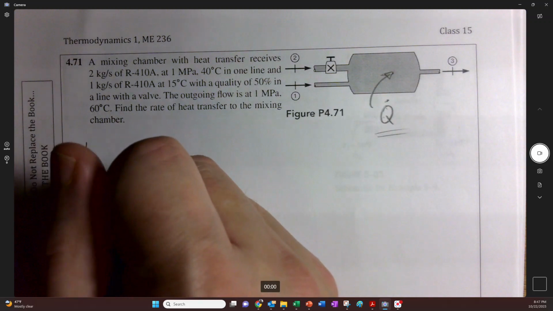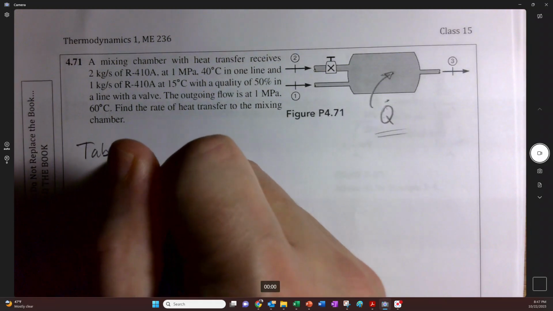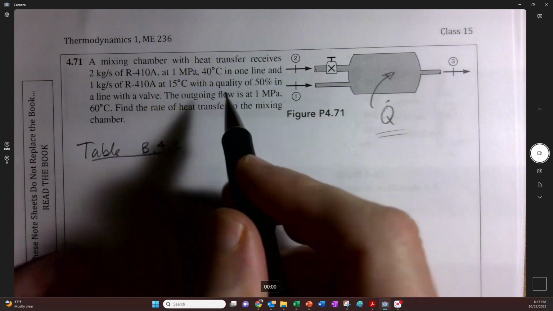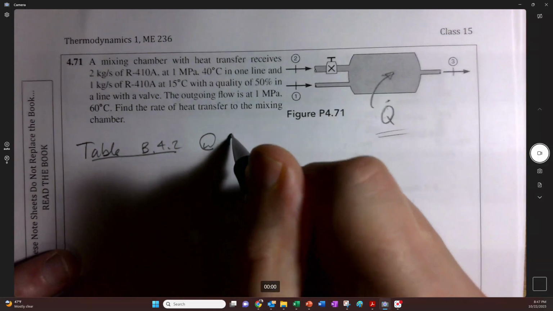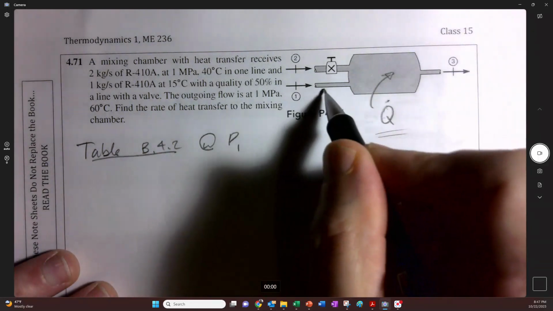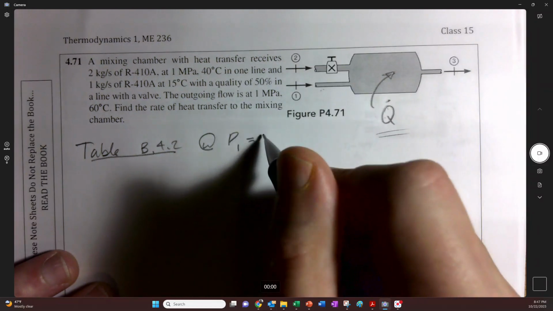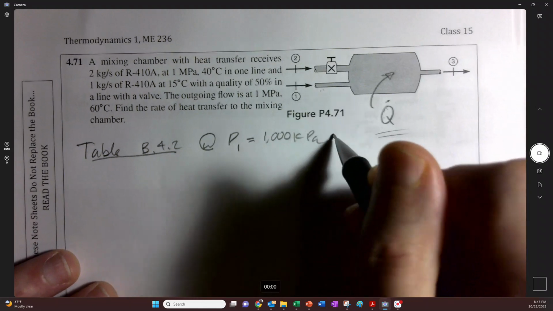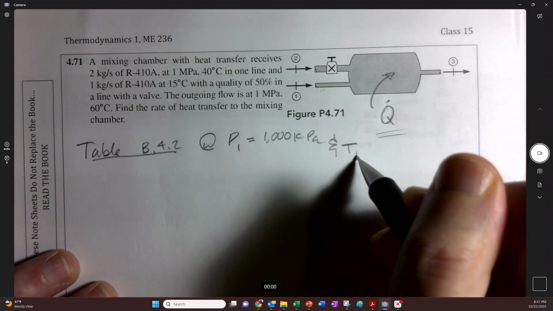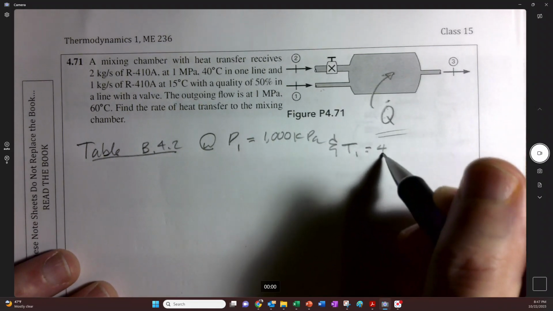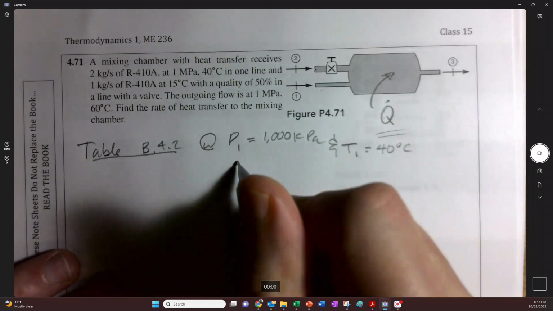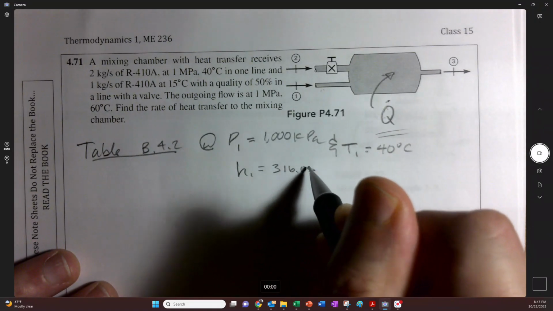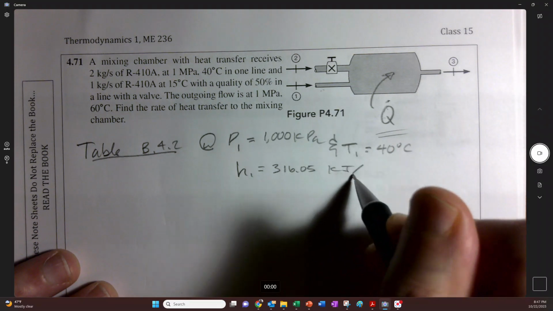So let's start out by going to table B.4.2 and get the superheated one. So if we get at the pressure, we'll call it P1 because it is, for that 1,000 kilopascals, and a temperature of 40 degrees Celsius. We find that H1 is 316.05 kilojoules per kilogram.